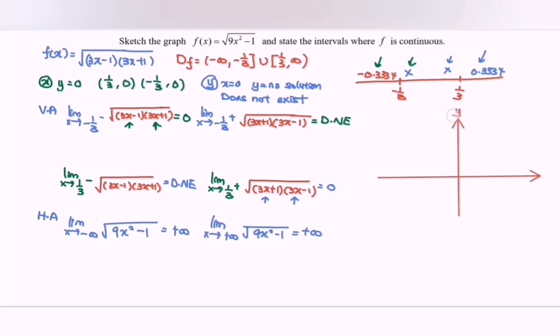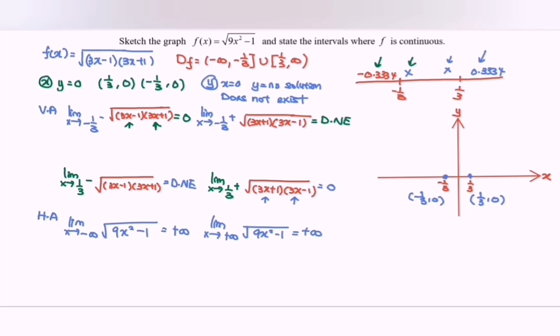So we have the y-axis and the x-axis. First, referring to the domain, we have negative 1/3, then here we have 1/3. Then based on the x-intercepts, we have (1/3, 0) and (-1/3, 0), so here will be the location: (-1/3, 0), then here we have (1/3, 0). Next, the y-intercept does not exist.